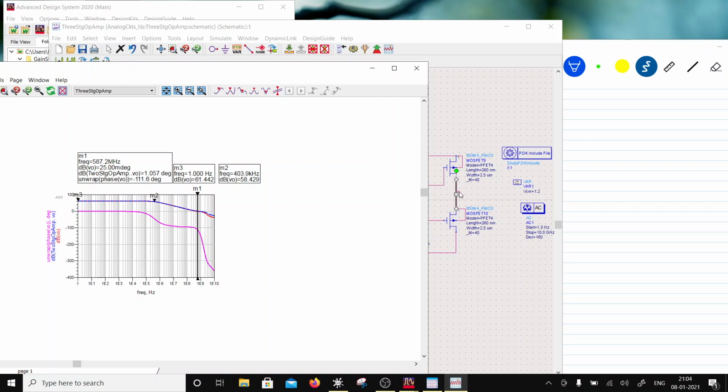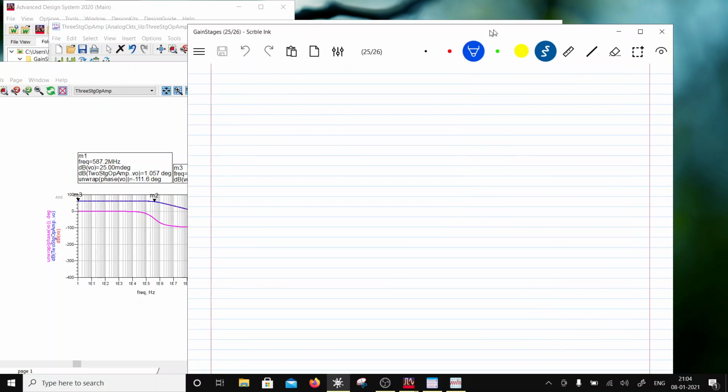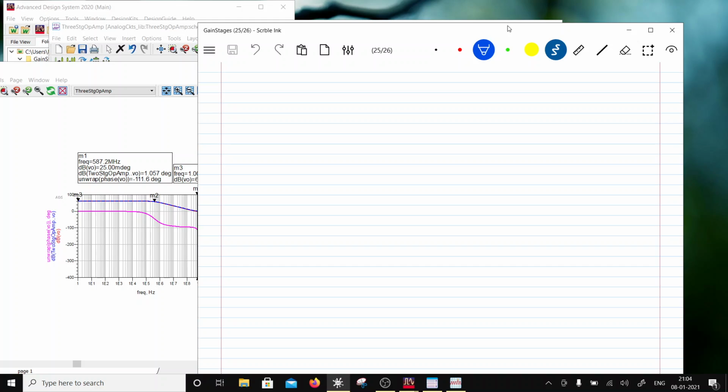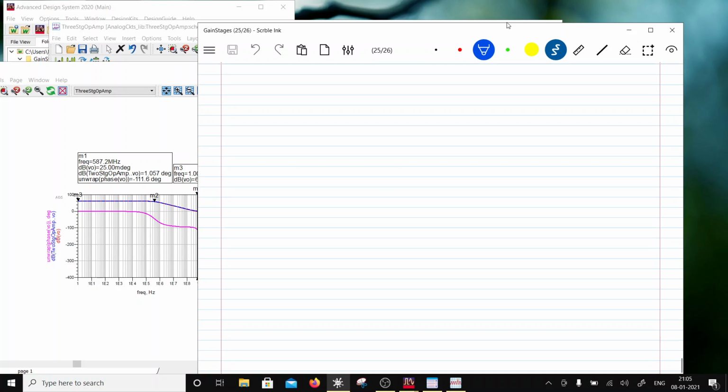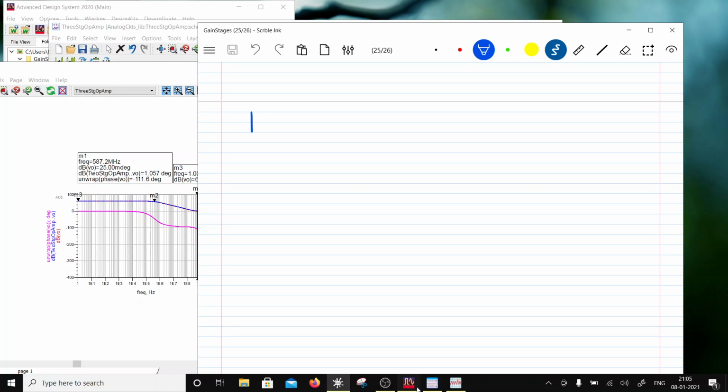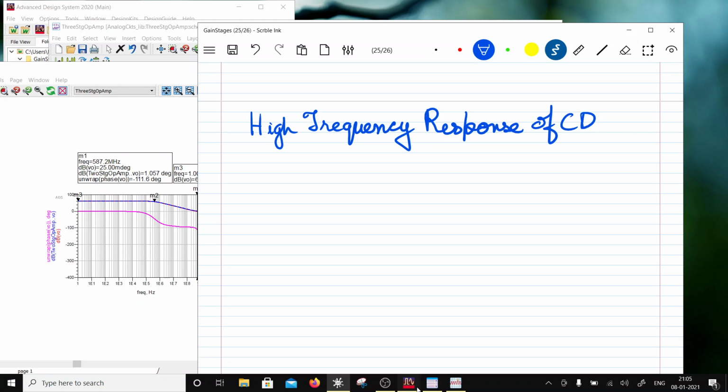But the main topic: you have seen here the performance of a common drain, or what you call a source follower, and I'm going to analyze the high frequency response of a common drain amplifier.